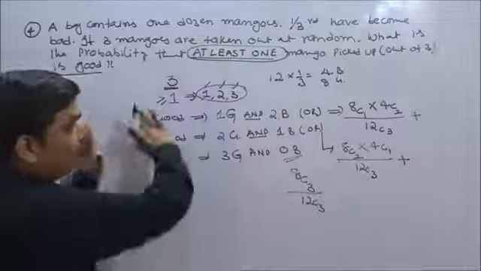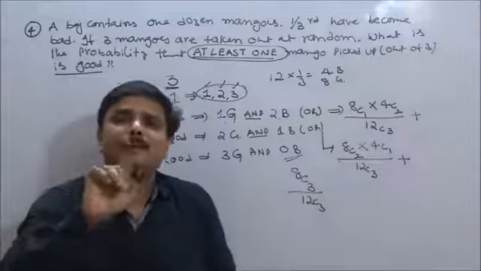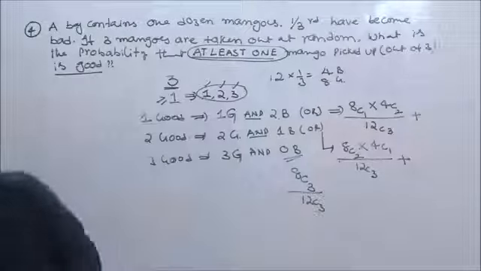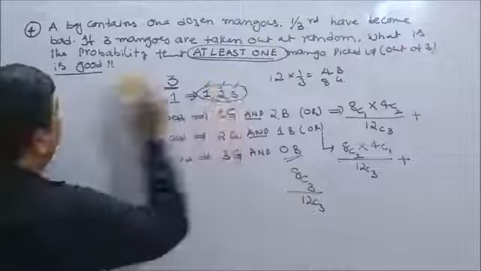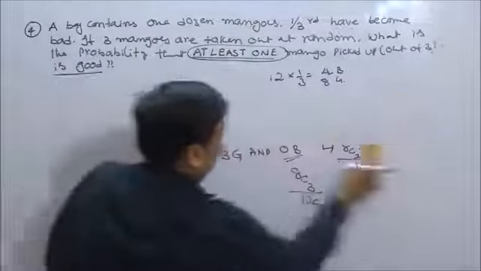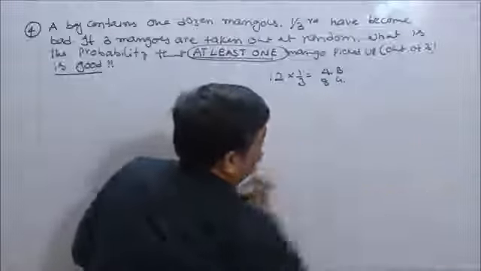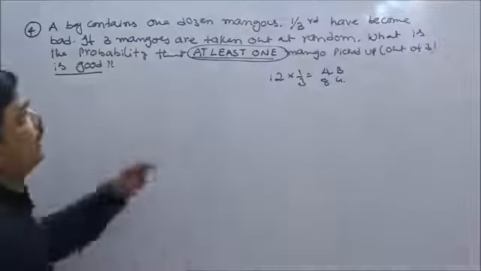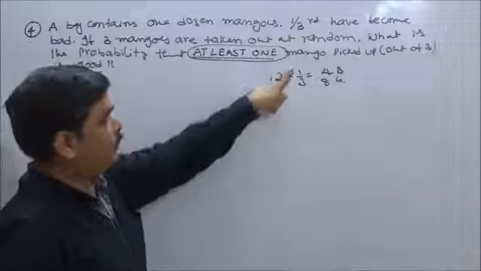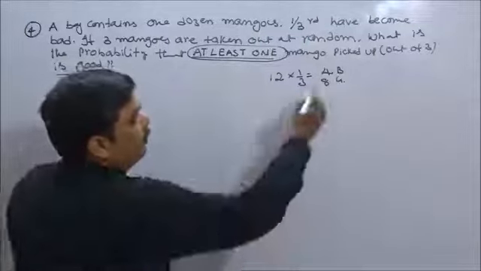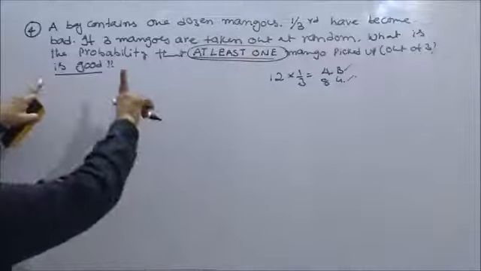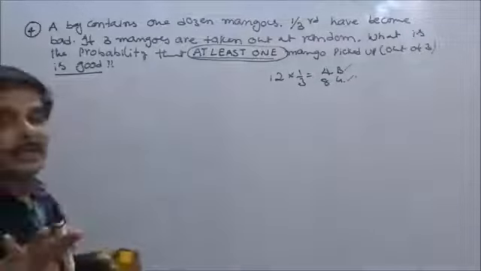So now we will do the same question with a simple method. Let us take it as a shortcut. Instead of doing all these things to get at least 1 good, you need not do this one. Just take it out. Now keep this one the same. Out of 12, 1/3 have become bad, which means 12 into 1 by 3. Now clearly 4 are bad, 8 are good. Now the question is, at least 1 mango picked up is good.